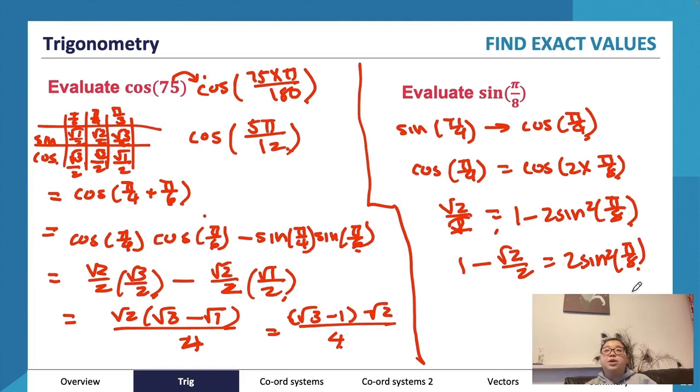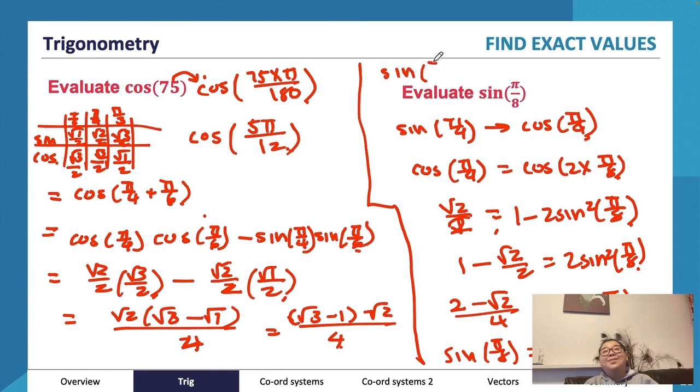And what we can do here is just do that from there. So we'll get that this is going to be 2 minus root 2 on 4, which will equal sine squared pi on 8. So therefore sine pi on 8 will equal plus or minus root of 2 minus root 2 on 4, right? So let's go up to here because there's no more space.